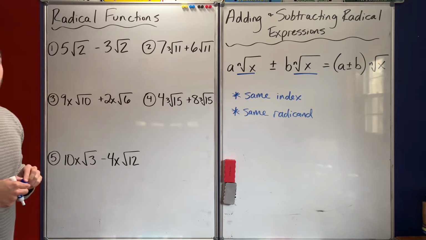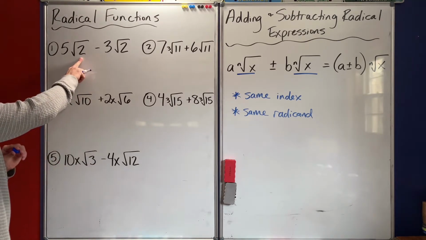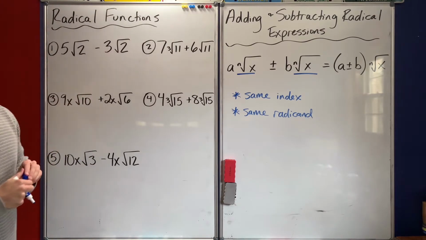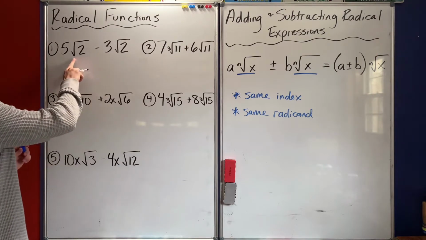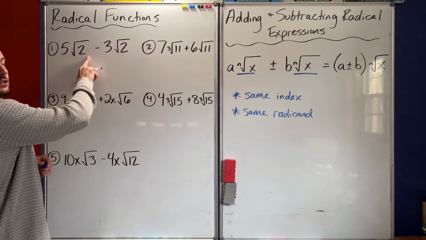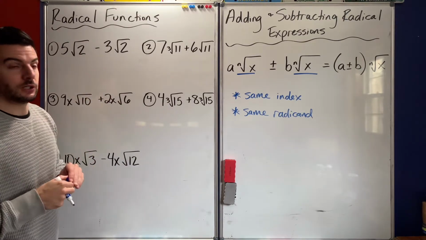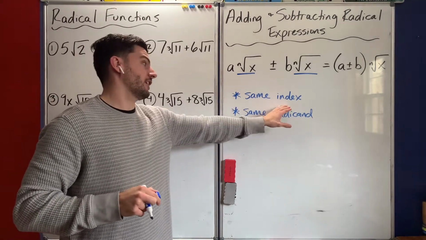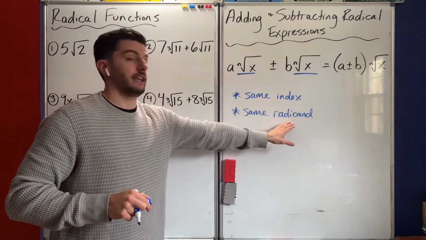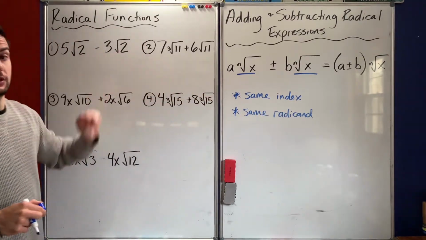If you look at number one here, we have 5 times the square root of 2 minus 3 times the square root of 2. In this case, we have the square root of 2 and then the square root of 2 in the second term as well. So it fits both of these. They have the same index, they're both square roots, and they have the same radicand. That 2 is in the radical.